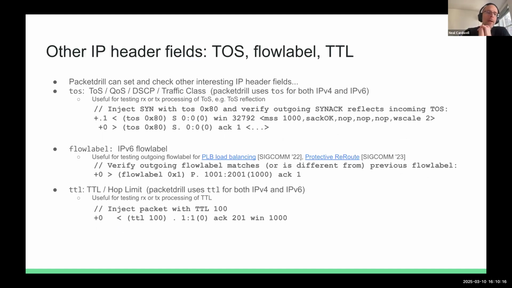You can also make specifications for other important IP header fields. There's what various people might call TOS or QoS or DSCP or traffic class. You can specify those using TOS, and Packetdrill uses that same syntax for both IPv4 and IPv6. You can make specifications about the flow label field in IPv6 packets.